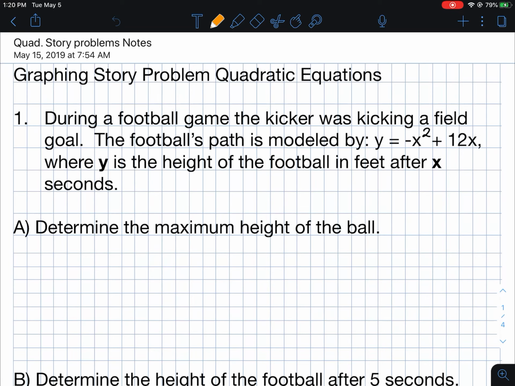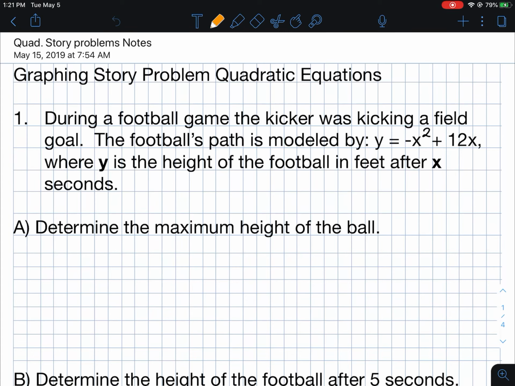So, during a football game, the kicker was kicking a field goal. The football's path is modeled by the equation y equals negative x squared plus 12x, where y is the height of the football in feet after x seconds. Determine the maximum height of the ball. We know that this is going to be a maximum because it has a negative value in front of x squared. So that's why we know it's going to be a maximum.